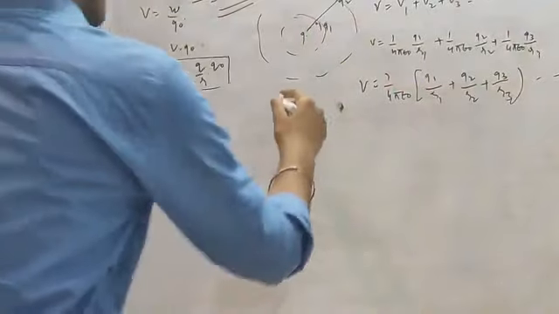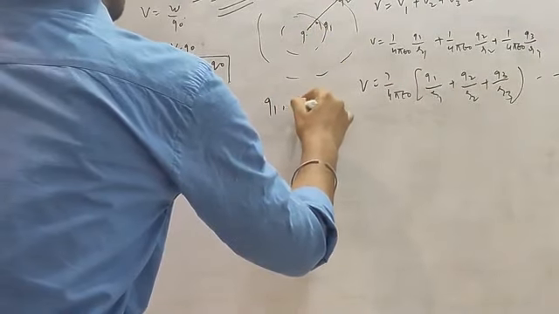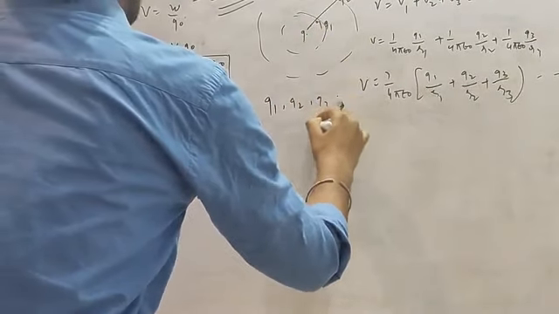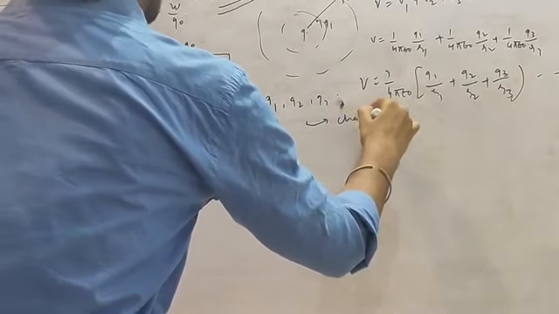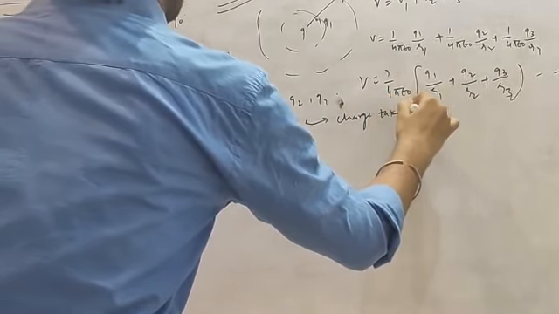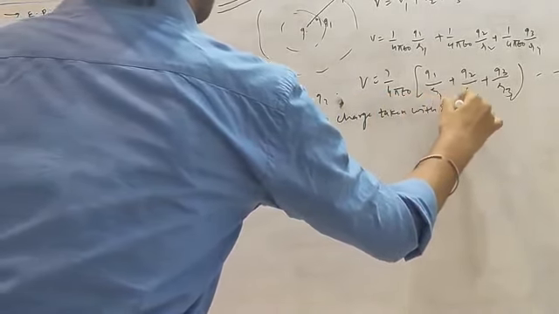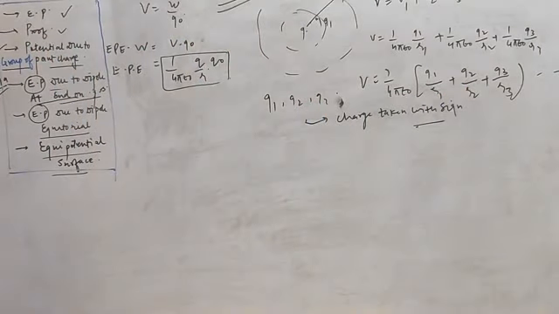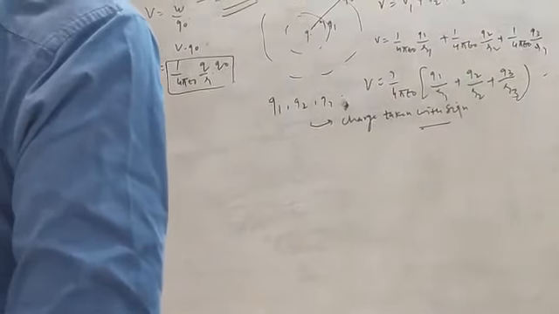So these Q1, Q2, Q3 charges will be taken with a sign. If it is a positive charge, then it will be taken with the positive sign. If it is a negative charge, then it will be taken as a negative charge.